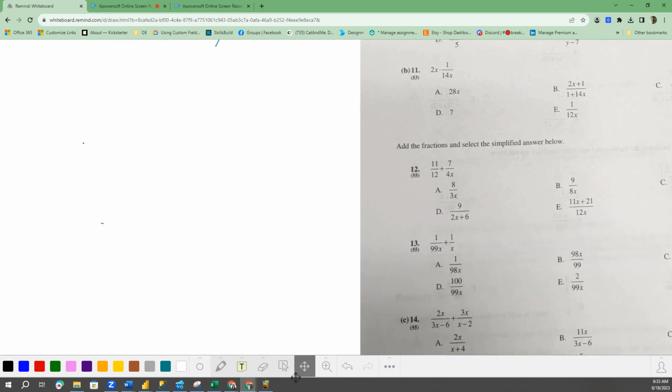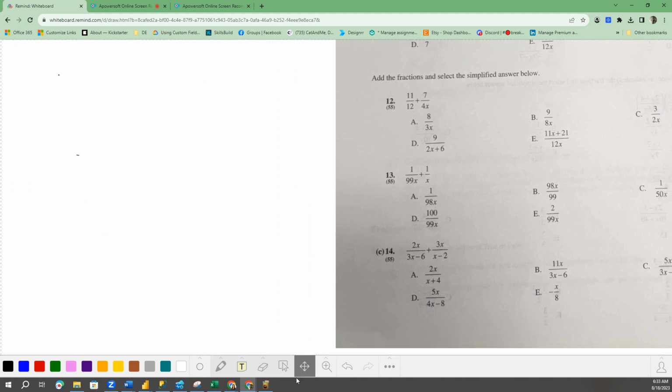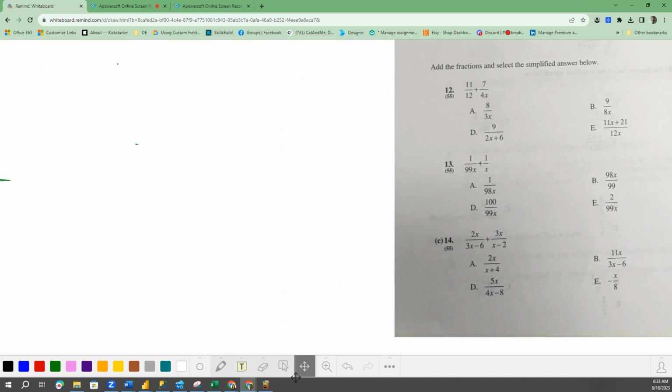All right, so let's do number 12. Now this is addition. Multiplication and division are pretty much the same, and addition and subtraction are pretty much the same. These two have more work because you need to have the same denominator first, then add or subtract, and then do a cancellation. The other two are pretty much just a cancellation.